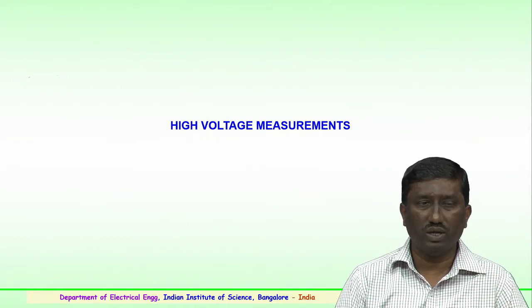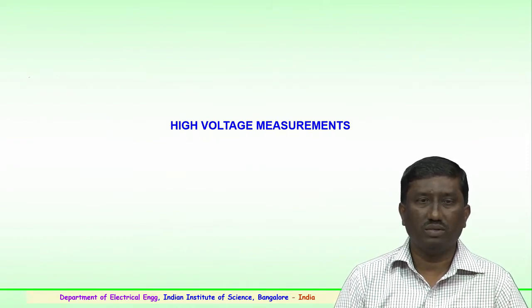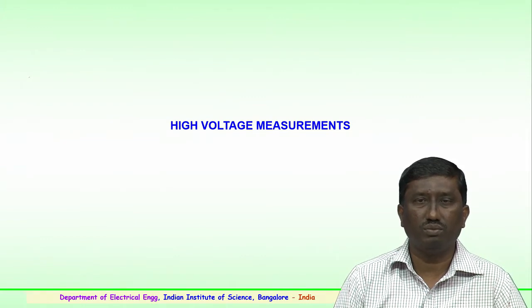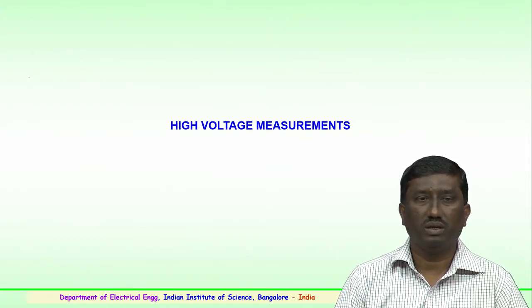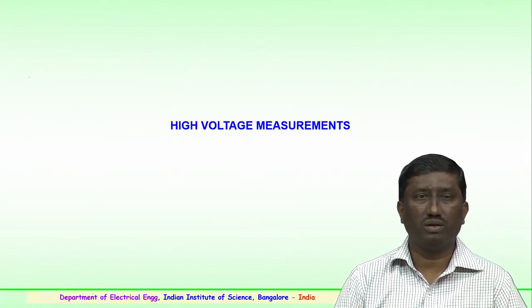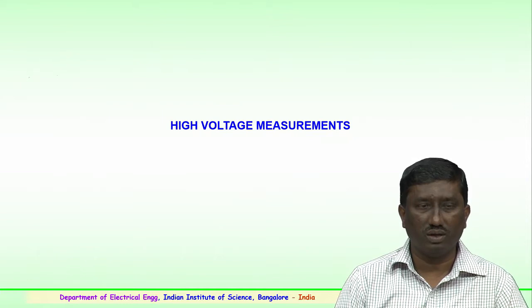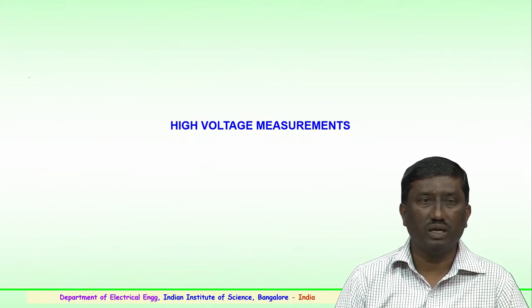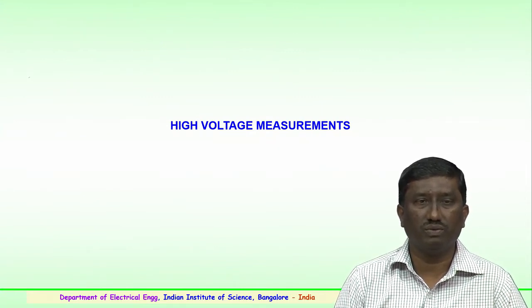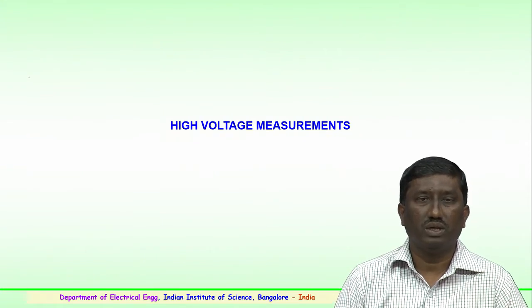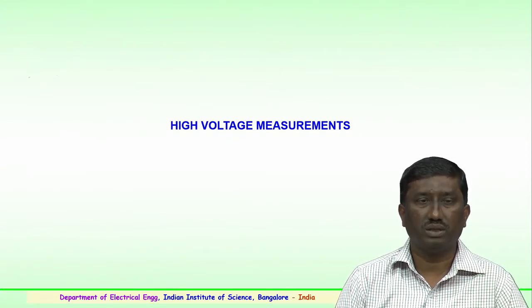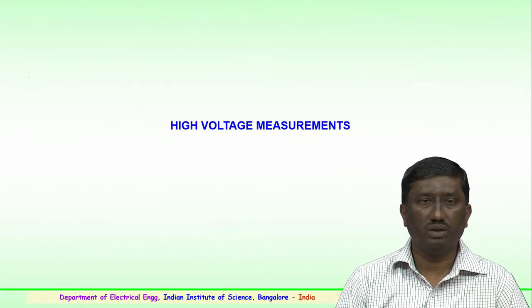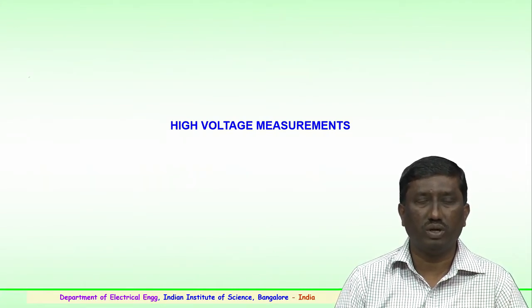So, generation of high voltage is important, and equally important is the measurement. For measuring low voltages you have several instruments, such as the oscilloscope or other meters that can be used, but in the case of high voltages and high currents, particularly in the range of hundreds of kilovolts and hundreds of kiloamperes, the measuring equipment plays a very important role in the laboratory.